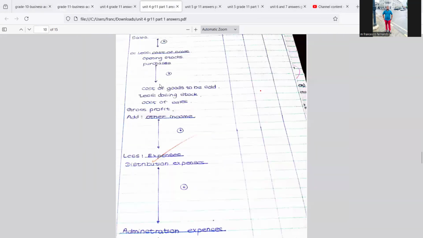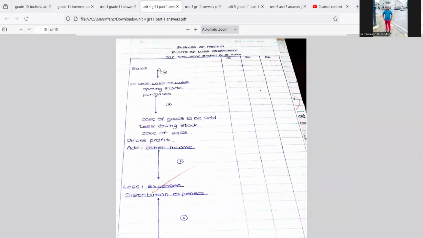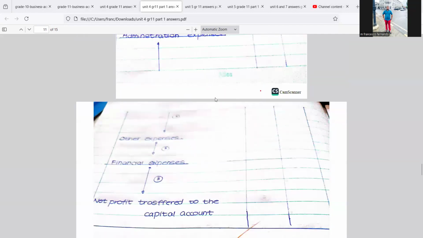Then moving forward, I will not discuss the types of expenses, but you have to know that we have four types of expenses: distribution, administration, finance, and other expenses. So normally, this is a profit or loss statement format.